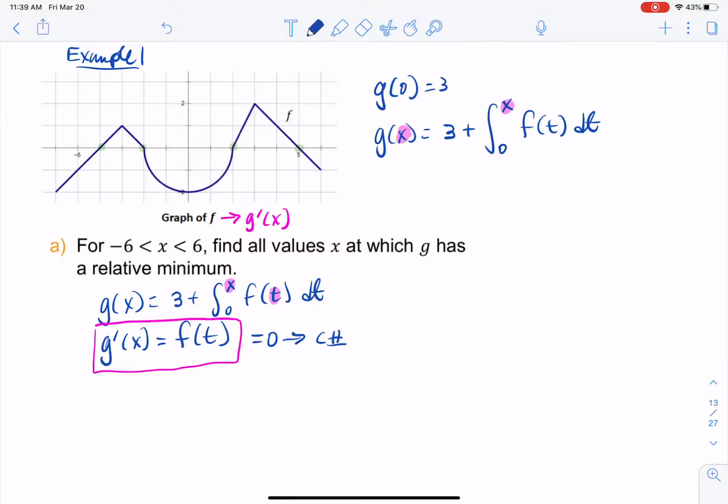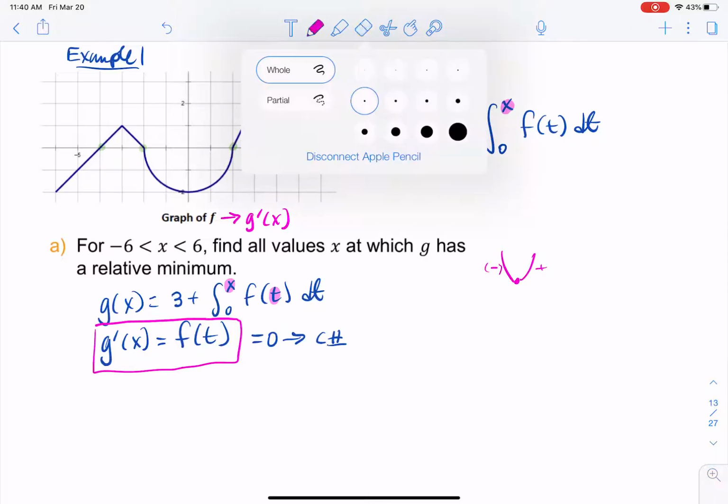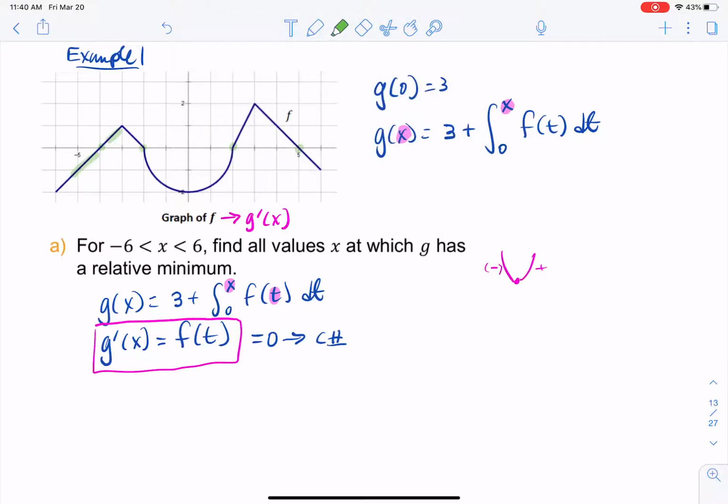Now, as far as minimum goes, how do I get a minimum? A minimum's got to go like this. It's got to change from decreasing to increasing. This means our derivative changes from negative to positive. I've got to get rid of some of these, because the first one goes from negative to positive. Here, let me highlight that. Negative to positive, that's good, but the next one doesn't. It goes from positive to negative. Get rid of it. Okay, the next one that's at positive 2 goes from negative to positive. It's good, but the last one here at 5 is positive to negative. It's a relative maximum.